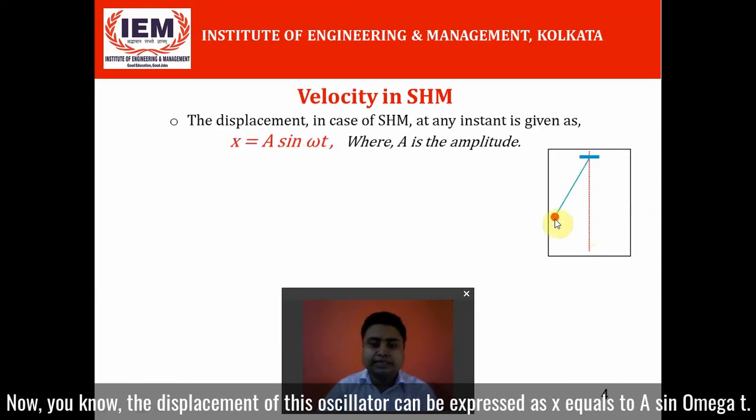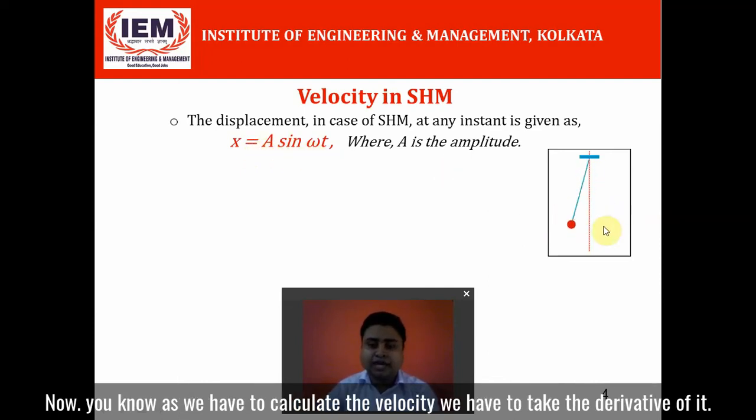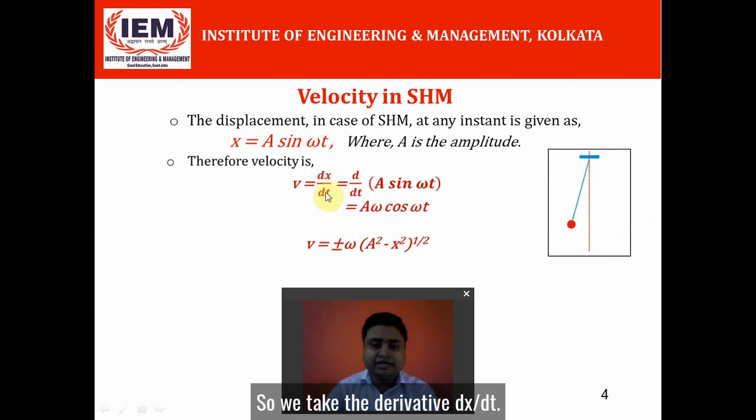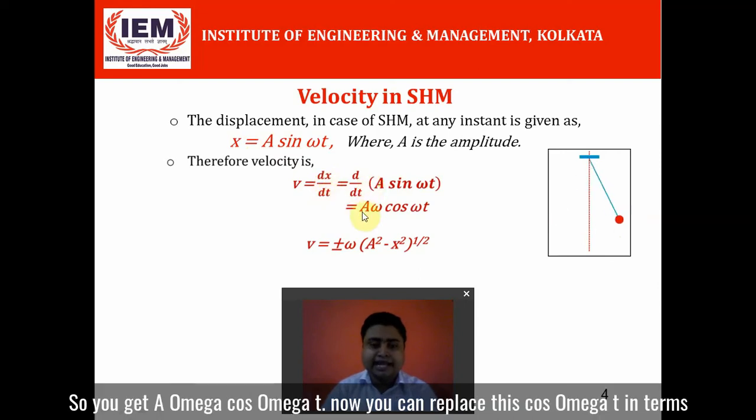Now we know the displacement of this oscillator can be expressed as x equal to a sine omega t. As we have to calculate the velocity, we have to take the derivative of it. So we take the derivative dx/dt, and we get a omega cos omega t.